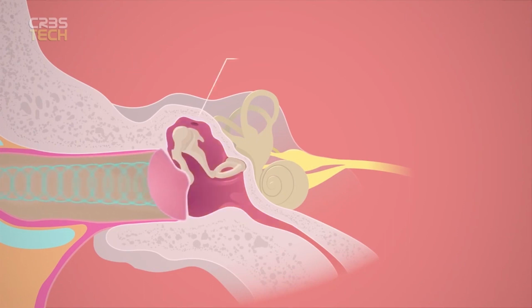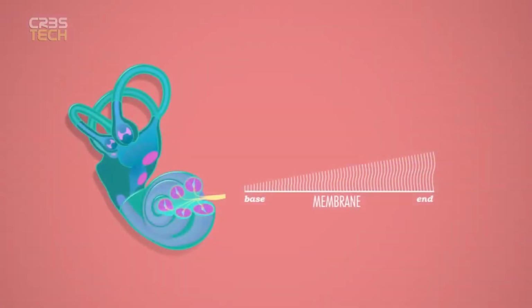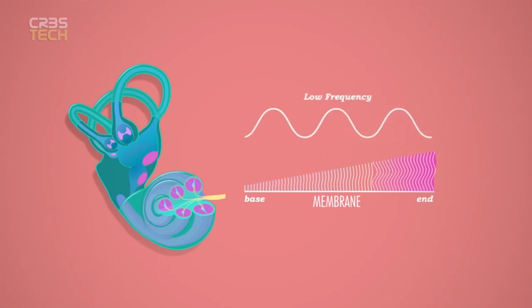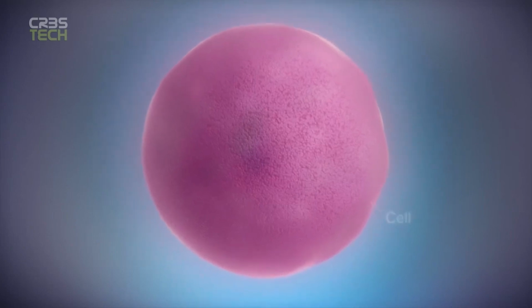in the middle ear. Now, the middle ear, also called the tympanic cavity, is the relay station between the outer and inner ear. Its main job is to amplify those sound waves so that they're stronger when they enter the inner ear. Parts of the membrane vibrate depending on the pitch of the sound coming through, so the part of the membrane with the short fibers vibrates in response to high-frequency pressure, and the areas with the longer fibers resonate with lower-frequency waves.